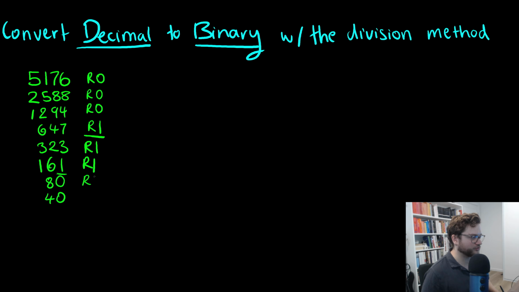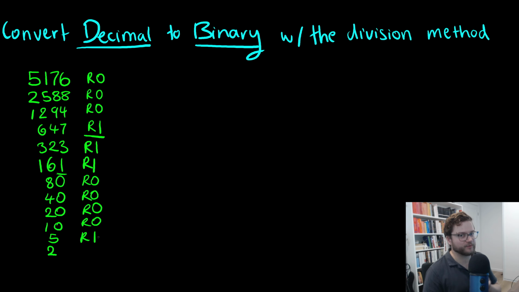Great. The remainder of 0. 40 divided by 2 is 20. The remainder of 0. 20 divided by 2 is 10. We're flying through it now. The remainder of 0. 10 divided by 2 is 5 with a remainder of 0. 5 divided by 2 is 2.5. So that's 2 with a remainder of 1. Now we're getting close to the end here. 2 divided by 2 is 1. Great. And no remainder there because 2 fits into 2 one time with no decimal point.